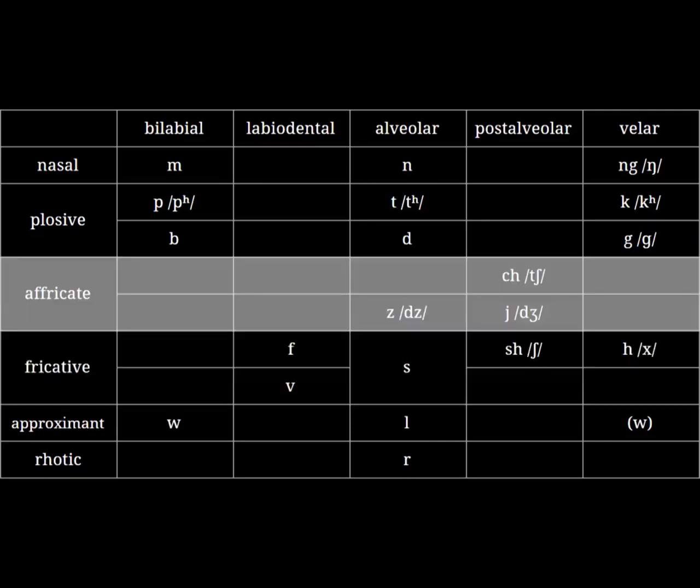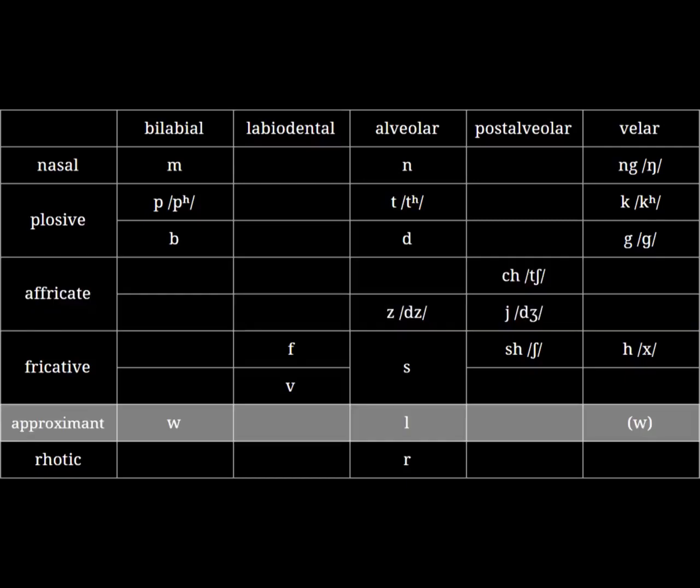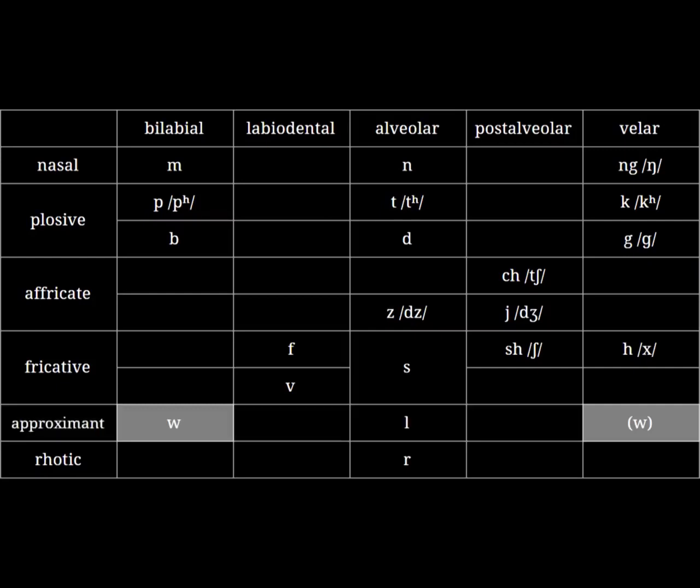Affricates are consonants that start like plosives but are released as fricatives. They're the stops that don't. Approximants have their articulators come close together, but not close enough to make the airflow turbulent. Both approximants in LdP are special cases. W is a labiovelar approximant. It's pronounced with rounded lips, so it's labial, and it's also pronounced with the body of the tongue approaching the soft palate, so it's velar.